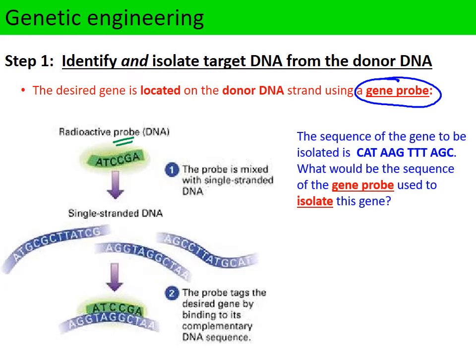So, for example, if we had this sequence CAT, AAG, TTT, AGC, so we can see here there's a sequence of codons, and we know each codon specifies a certain amino acid in the polypeptide chain. What would the sequence of the gene probe be used to isolate this gene? Well, we know it has to be complementary to the human gene sequence. So here, the gene probe with the radioactive marker on it might be GTA, TTC, AAA, TCG. So these are complementary codons to the sequence of bases, or the sequence of codons, if you like, in the target gene.